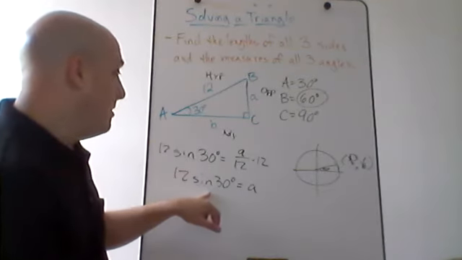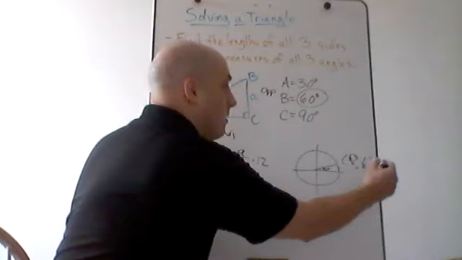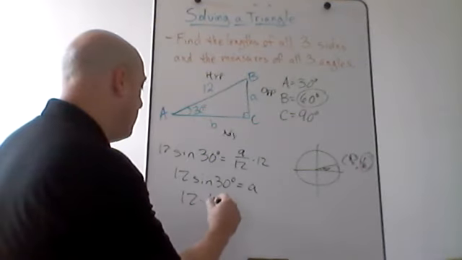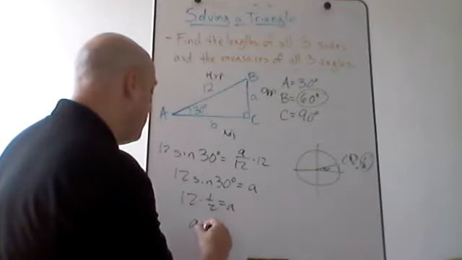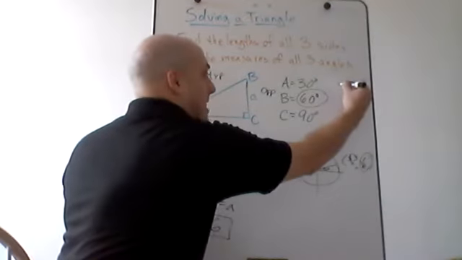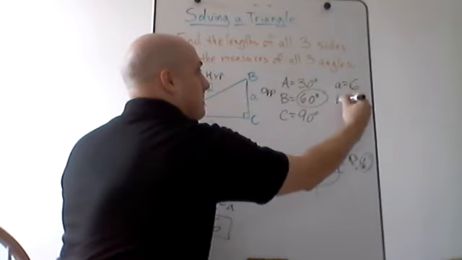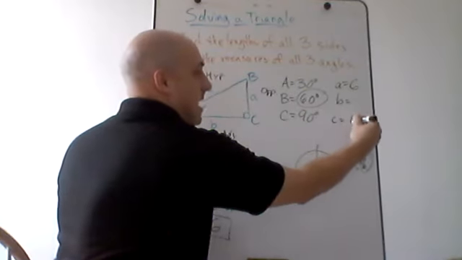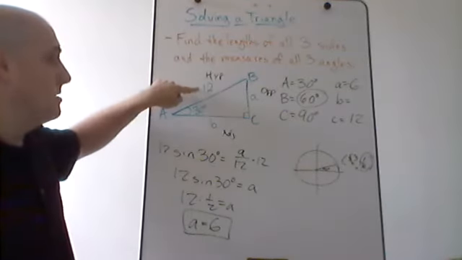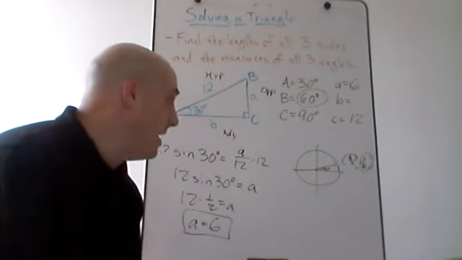And my sine function, sine of 30 degrees, is the y-coordinate. So sine of 30 degrees is going to be 1/2. So it's going to be 12 times 1/2 equals A, which means A is equal to 6. So side A equals 6. I don't know side B. I know that side c equals 12, because that's the one I'm given. The lowercase c is the side opposite from angle C.